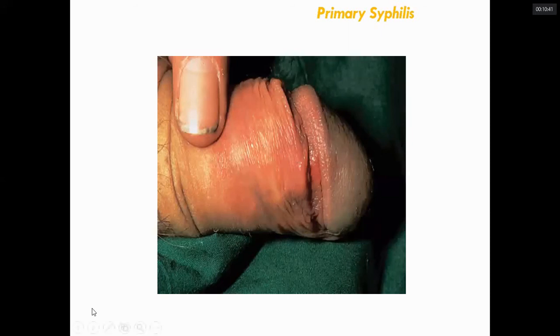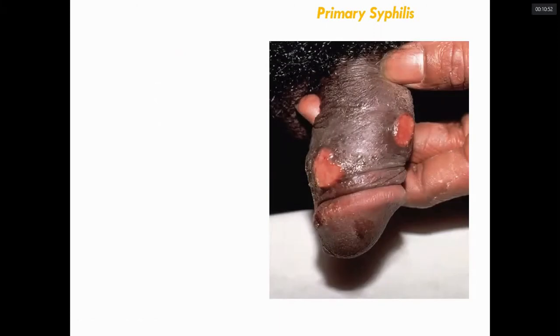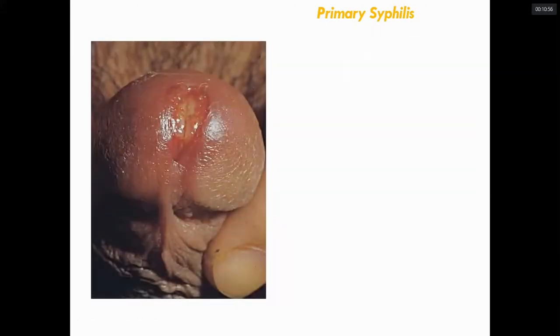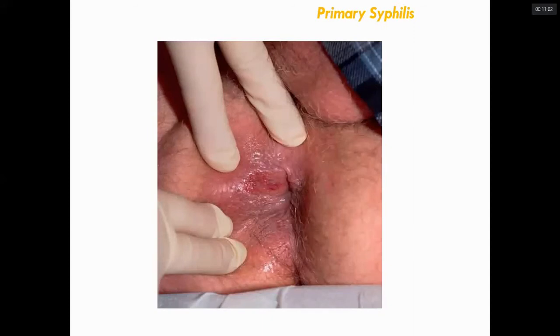You can see this is a typical Hunterian chancre. On examination, these lesions are indurated, button-like, hard, and painless. These are also pictures of Hunterian chancre. This is the Hunterian chancre over the urethral meatus, in the perianal region, in the lip.